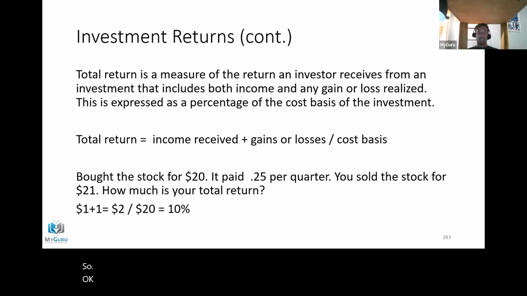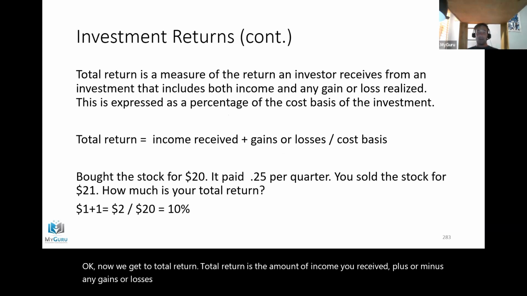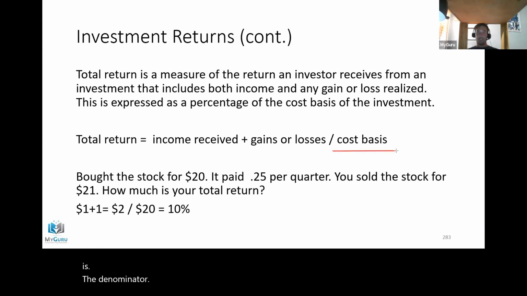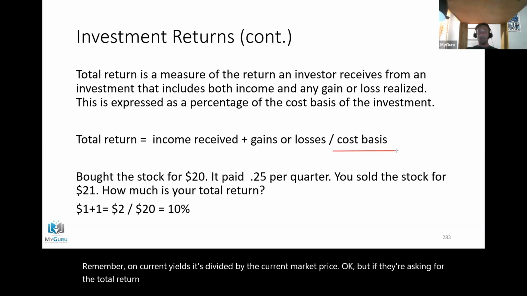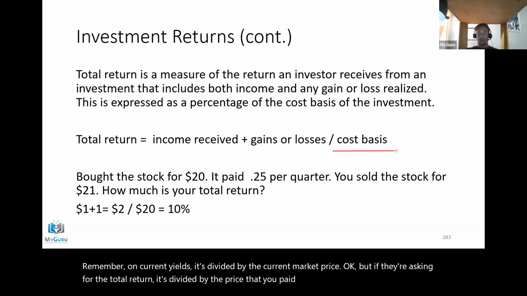Okay, now we get to total return. Total return is the amount of income you received plus or minus any gains or losses divided by your cost basis. This is where students tend to get tripped up, is the denominator. Remember, on current yield, it's divided by the current market price. But if they're asking for the total return, it's divided by the price that you paid for the stock.